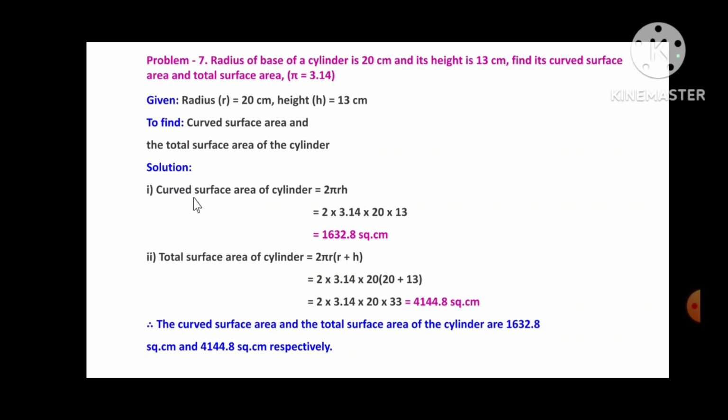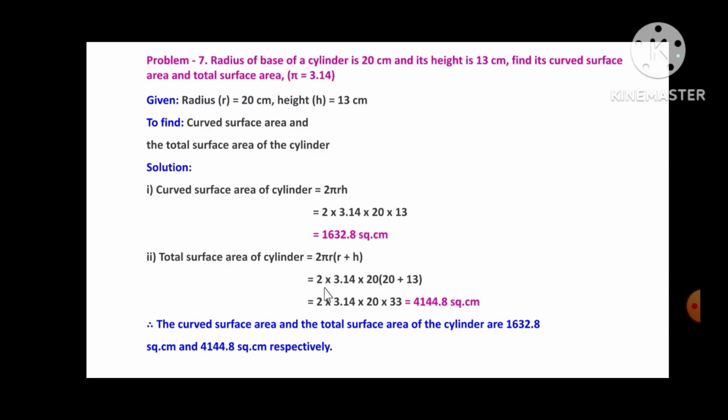Friends, the curved surface area of the cylinder is 2 pi r h. This is the formula that we have to use, which will be equal to 2 into 3.14 into 20 into 13. We have substituted the values of pi as 3.14 and r, h respectively 20 and 13. The product of these will be 1632.8 square centimeter.